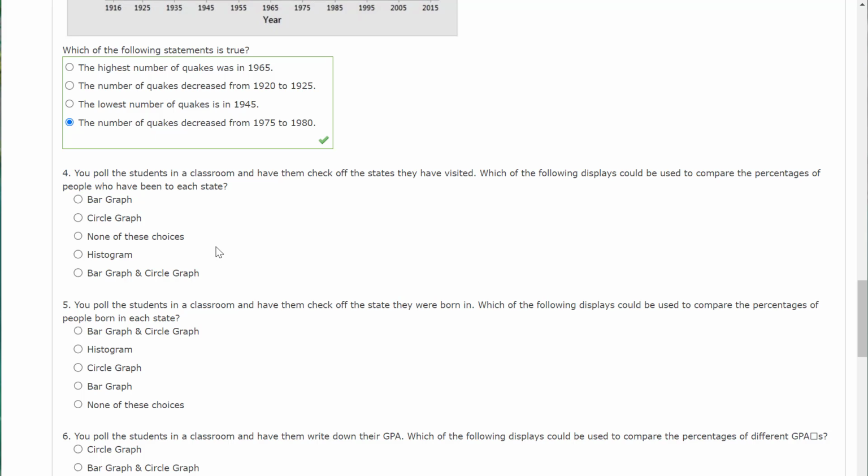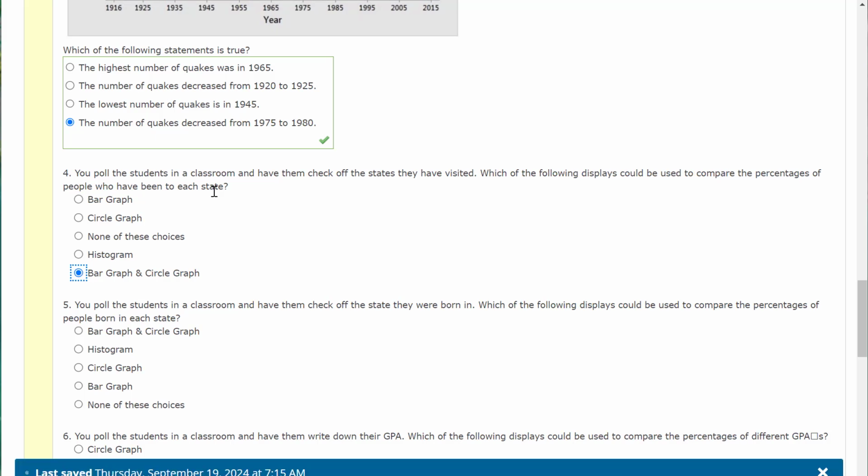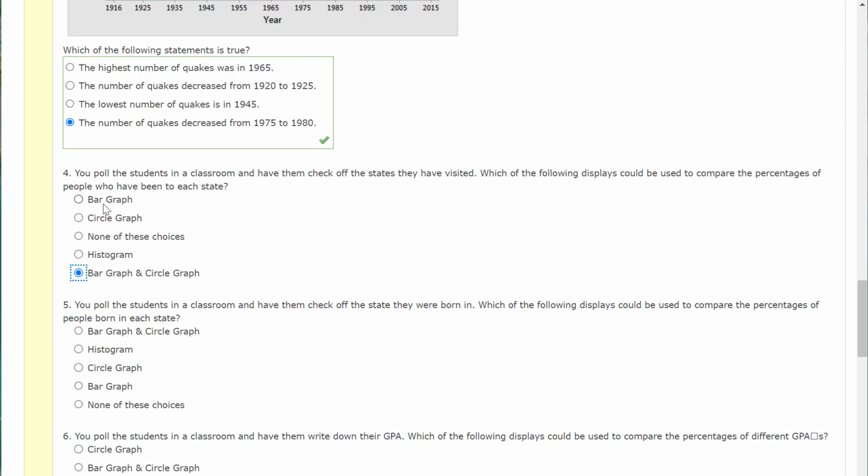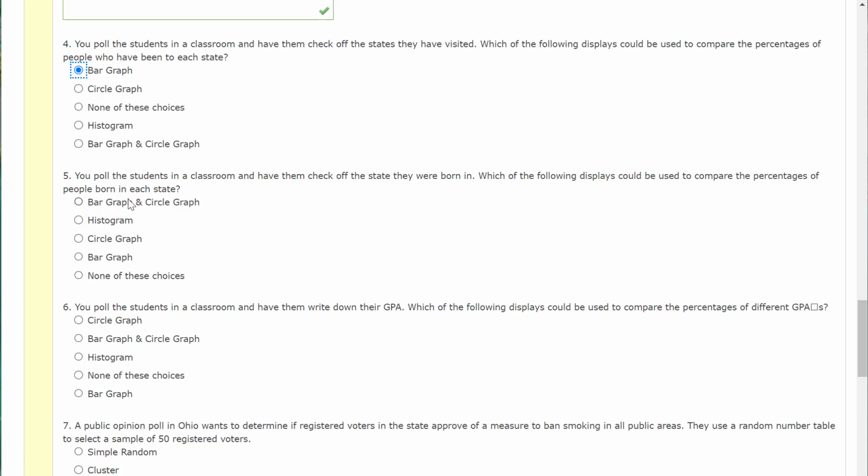All right, let's practice our surveying. You poll the students in a classroom and have them check off the states they have visited. Which of the following displays could be used to compare the percentage of people who have been to each state? It's tempting, first of all, a histogram is quantitative. This is categorical. So you might be tempted to say a bar graph and a circle graph. But the thing is, each person, some people will say only Texas, all right? Or, well, you live in Texas, maybe we don't count it. But some people have been to other states. Maybe you went to Oklahoma, maybe you went to Louisiana, maybe you went to California, who knows? So you can't use a circle graph, but you can use a bar graph. Okay? I'm going to go ahead and just answer the rest of these.